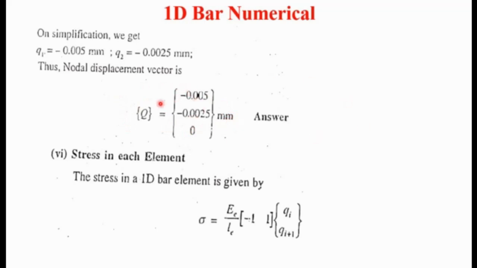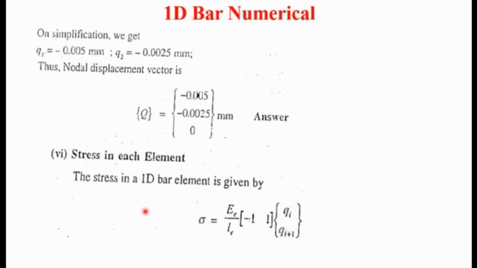Okay, this is the first answer asked. Then next it is stresses in each element. Next step, we have to calculate the stress in each element. The stress in a 1D bar element is given by, as we saw in the previous lecture, sigma equals E divided by L_e, times [-1 1], times Q1 and Q2.